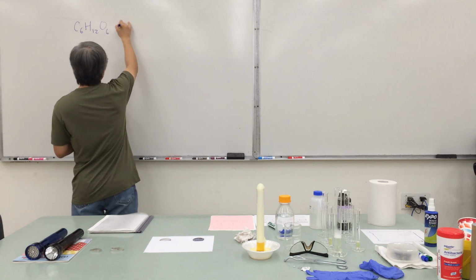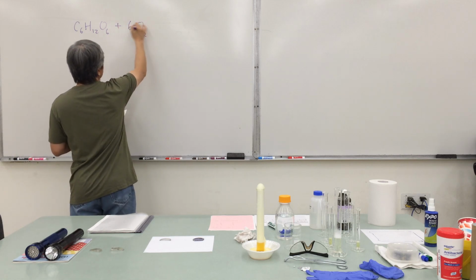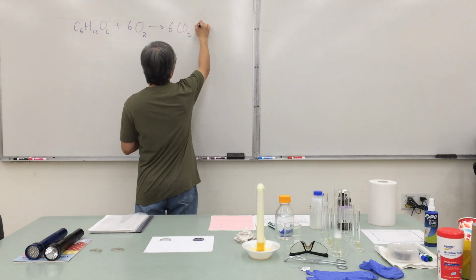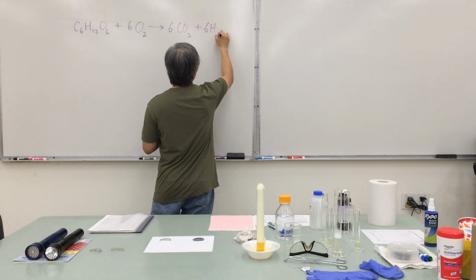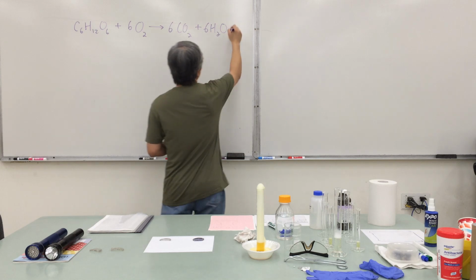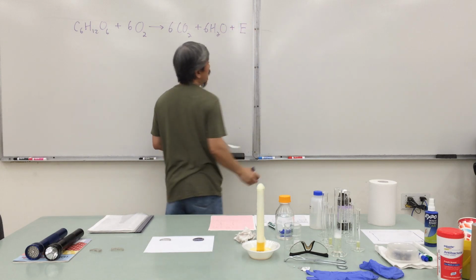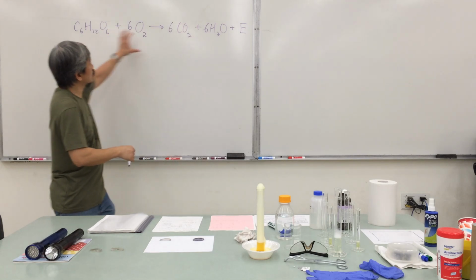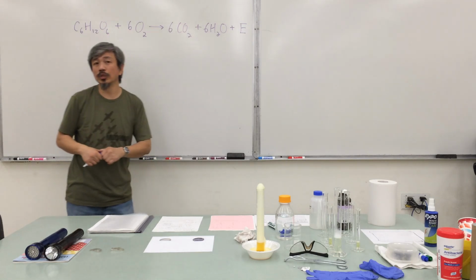C6H12O6 combines with oxygen. I'm going to go ahead and give you a balanced equation. We'll then produce carbon dioxide and water, and there's going to be some energy involved. This is actually an exothermic reaction. So when this process occurs, it actually gives off energy to the surroundings.